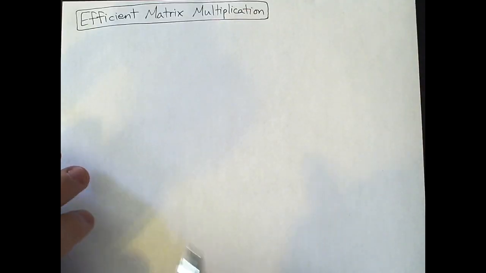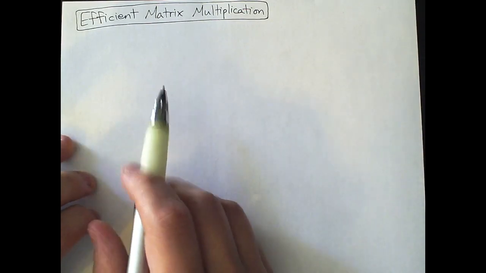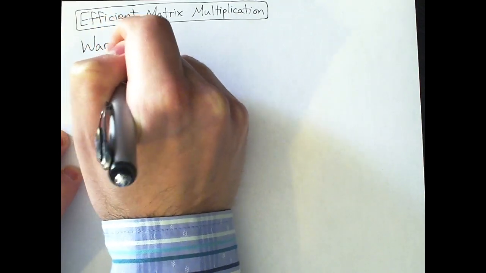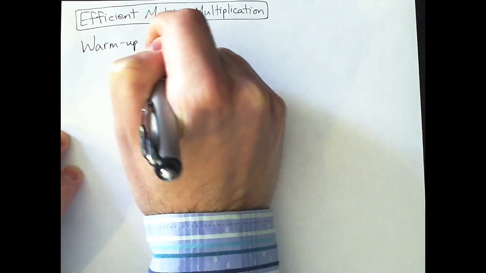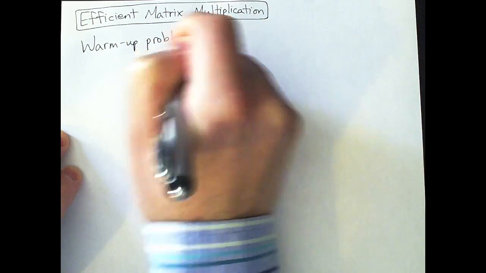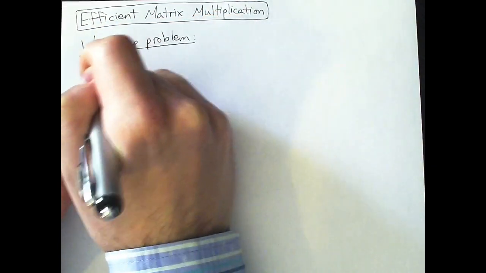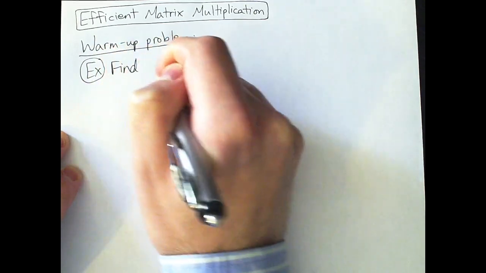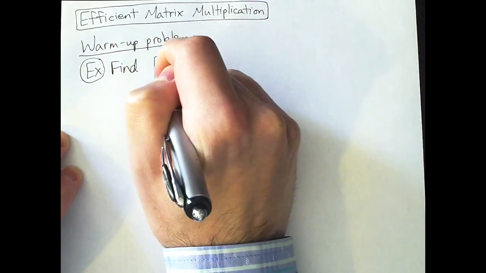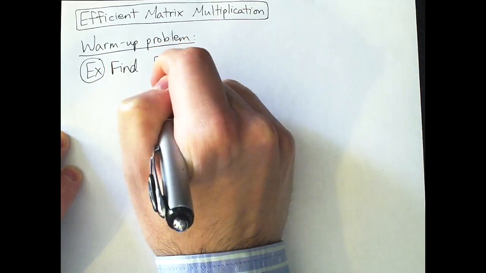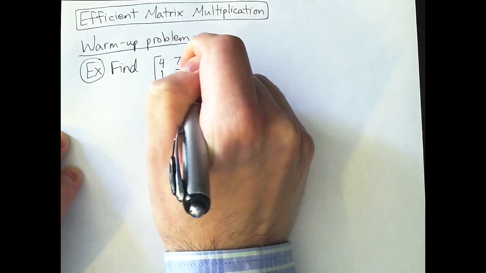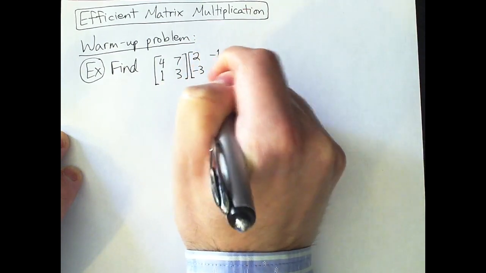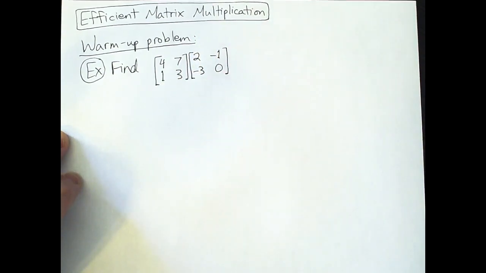So before we can talk about efficient matrix multiplication, I want you to do a quick warm-up problem. I want to make sure that we remember how to do standard matrix multiplication. So go ahead and give this a try. I would like you to find the product of this 2 by 2 matrix times another 2 by 2 matrix. All right, so you could pause the video for a minute and try this out.